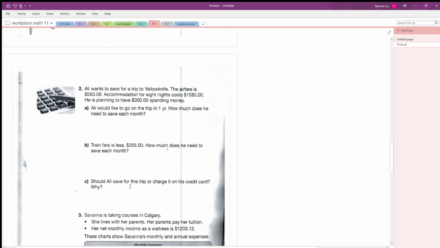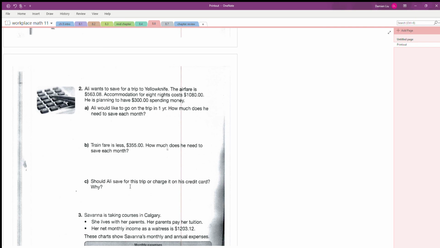Question number 2, Allie wants to save for a trip to Yellowknife. The airfare is $563.08. Accommodation for 8 nights costs $1,080. He is planning to have $300 spending money. Allie would like to go on the trip in 1 year. How much does he need to save each month? All right, so you need to figure out what his cost is going to be for the whole trip, in 1 year's time. And then to know what he would need to save, he would have to save it over 12 months.